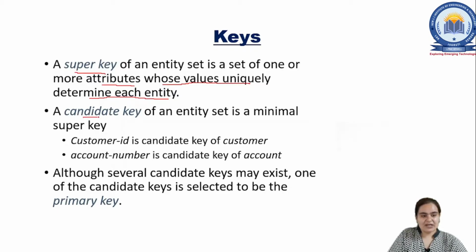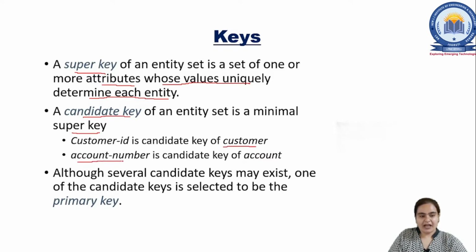Then we have something called a candidate key. We need to minimize this super key; the minimal super key is called a candidate key. We can also include some attributes that are not required to identify a particular entity in the entity set. So, we need to remove those attributes and keep only the essential attributes required for a particular entity to get identified. Customer ID in case of customer will serve as a candidate key for a specific entity customer.